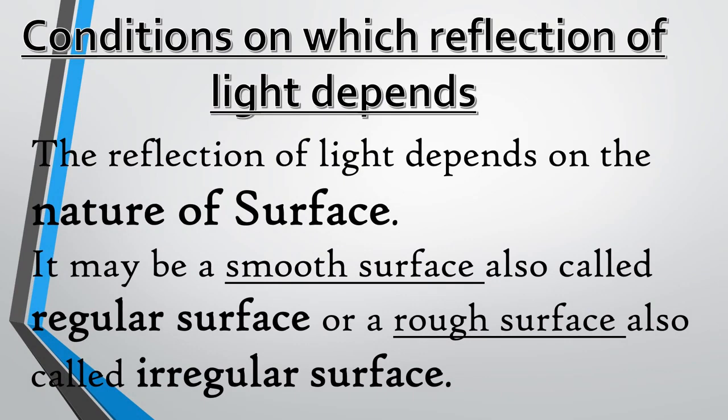Now, let us learn a few conditions on which reflection of light depends. The reflection of light depends on the nature of the surface. It may be a smooth surface, also called a regular surface, or a rough surface, also called an irregular surface.